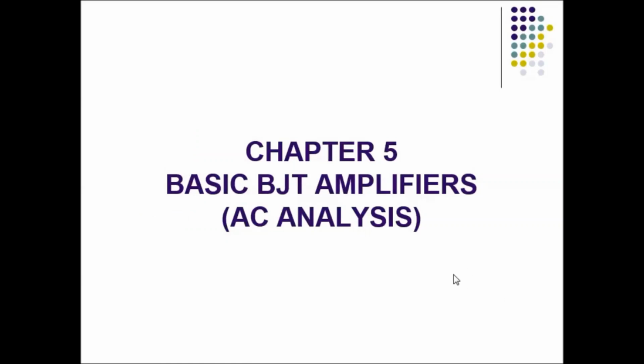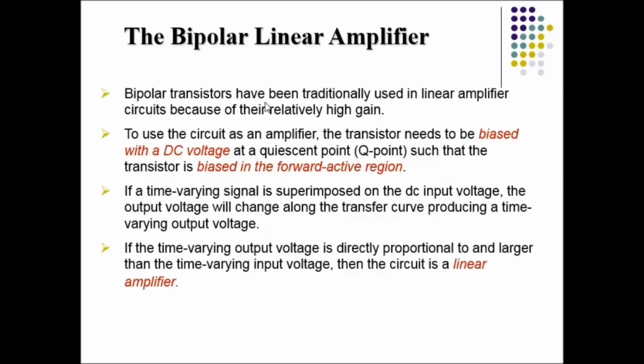This video is going to present chapter 5, Basic Bipolar Junction Transistor Amplifiers, at which we are going to do AC analysis for your BJT. BJT has always been used as a linear amplifier, and in my previous lecture, I informed that BJT must be biased in the forward active region.